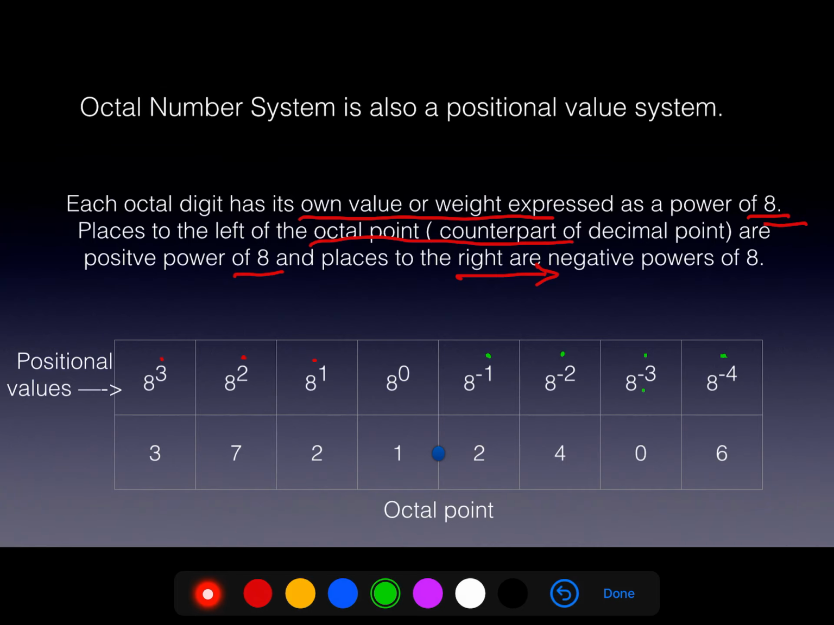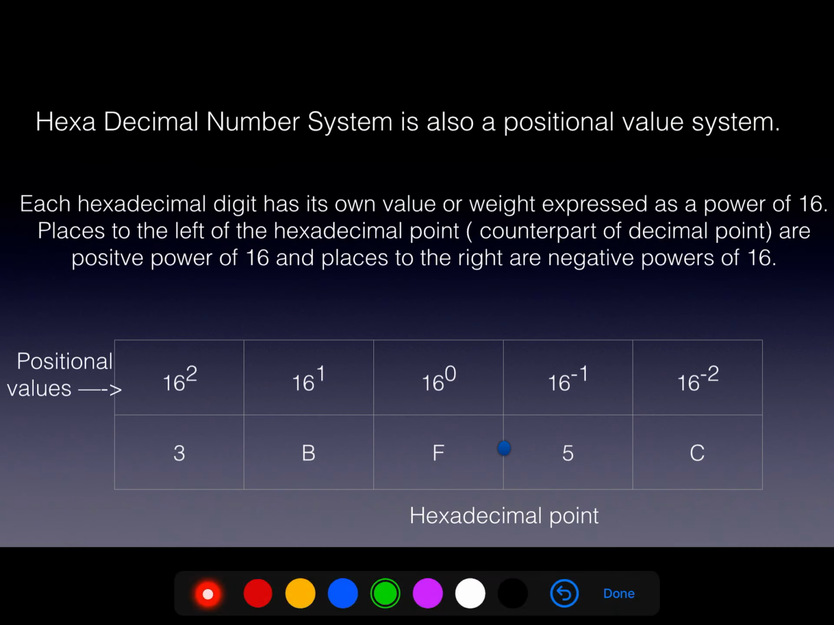Okay, so let's take an example. We have a number 3721.2406. It has a power of 8 with the position changing from 0, 1, 2 and 3, increasing when we are moving from right to left, and when we are moving from left to right it is decreasing as -1, -2, -3 and -4. So more or less like what we have seen in the decimal and binary numbers. Okay, moving to the next slide.